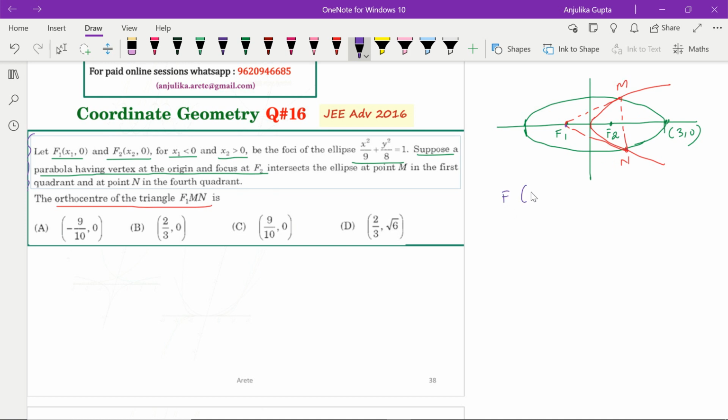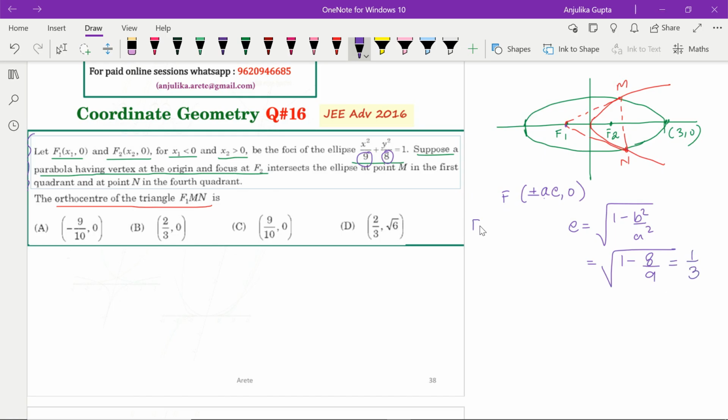You know that both the foci are at plus or minus ae comma 0. A you already know, that's 3, under root of 9. E you don't know, and you can figure it out. You know the formula for the eccentricity, under root of 1 minus b squared by a squared. So what is it in our case? 1 minus b squared is 8, sitting here, upon a squared, that's 9. So you get under root 1 over 9, that's 1 over 3.